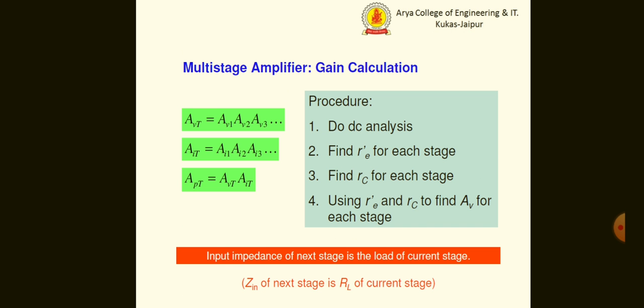For a multi-stage amplifier, we need to find out the gain. The procedure to remember is to do the DC analysis to find RE dash for each circuit, to find RC for each stage, and using the RE dash and RC to find the voltage gain for each stage. We should always remember the input impedance of the next stage is the load of the current stage.